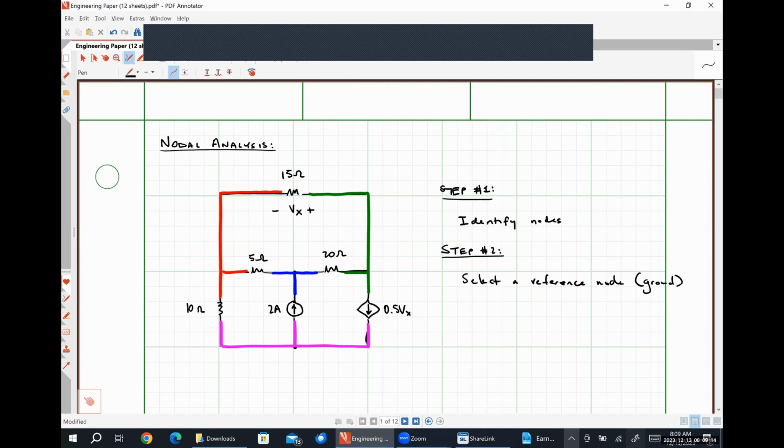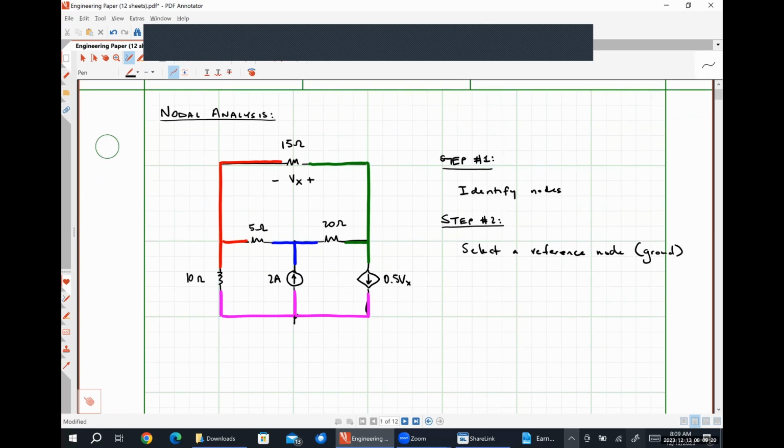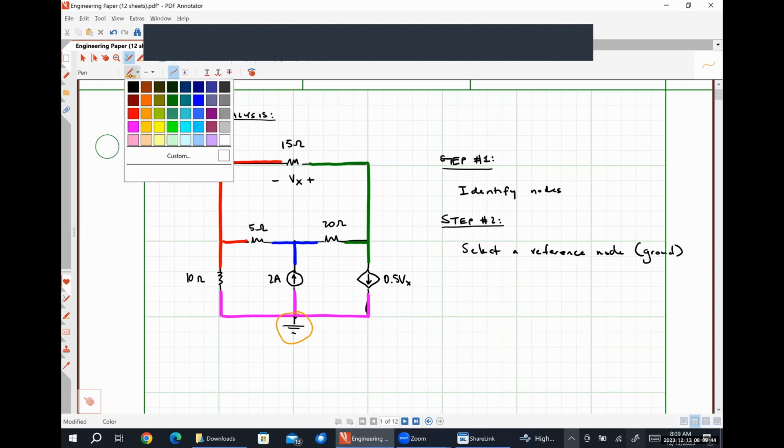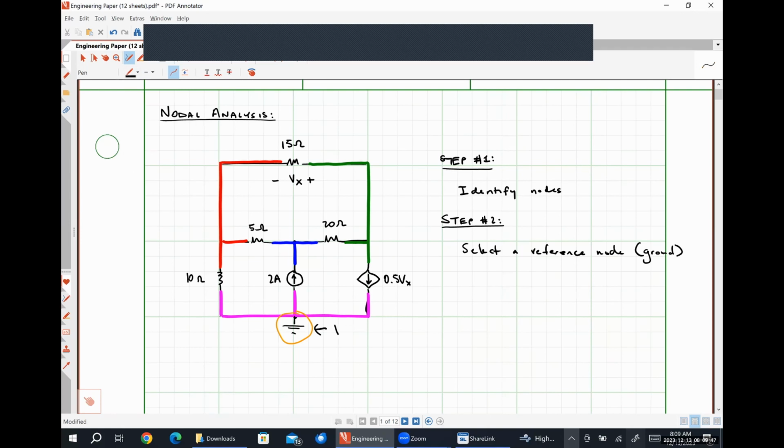The pink one. All right, the bottom. That is a pretty common choice. Like I said, there are no wrong choices. And in this particular case, there are no particularly good choices either. So the bottom node is as good as anything else. All right. So we denote our reference node by using this ground symbol here. All this means is that the voltage at this node is exactly 0 volts. And it's going to serve as a reference for every other voltage that we find in this circuit.